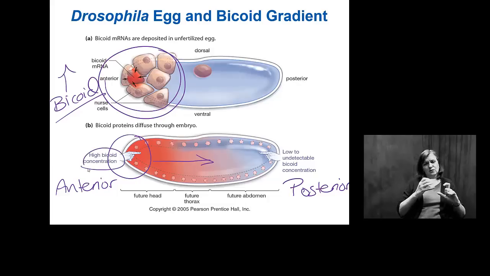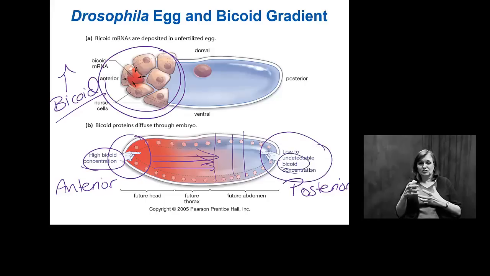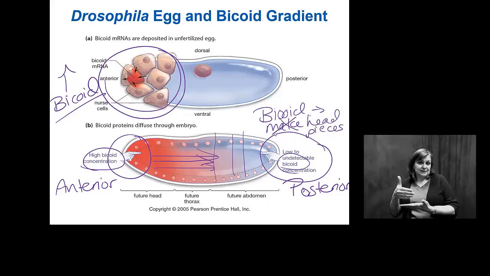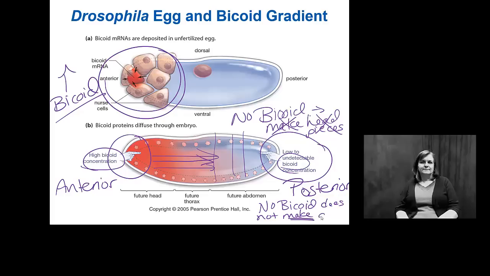So when we look at this high concentration of bicoid protein, it's actually diffusing through, and you see they've tried to indicate to you here as far as color that the further back you go, the less and less bicoid you have, to the point where when you get to the other end, you have essentially an undetectable amount of bicoid protein. If it's undetectable, the bicoid protein that is regulating the cells to make head pieces, in its absence, it just makes no head pieces. So it's not that no bicoid would make a butt. It's that the absence of bicoid simply makes no head pieces.